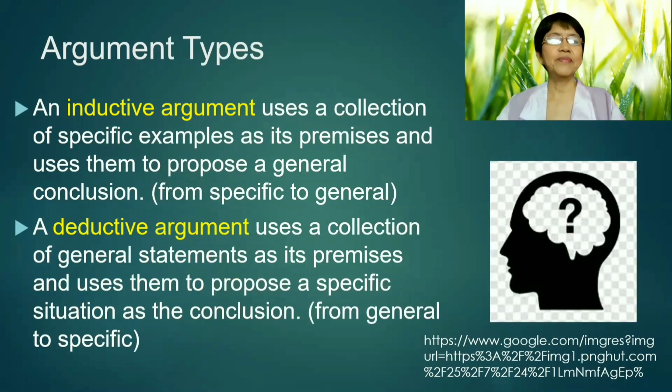Argument types. An inductive argument uses a collection of specific examples as its premises and uses them to propose a general conclusion. So that's from specific to general. A deductive statement uses a collection of general statements as its premises and uses them to propose a specific situation as the conclusion. So that is from general to specific.